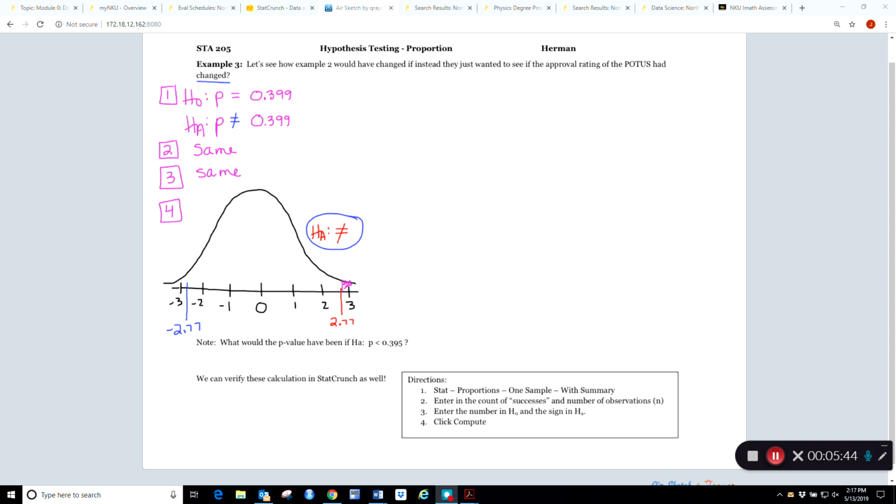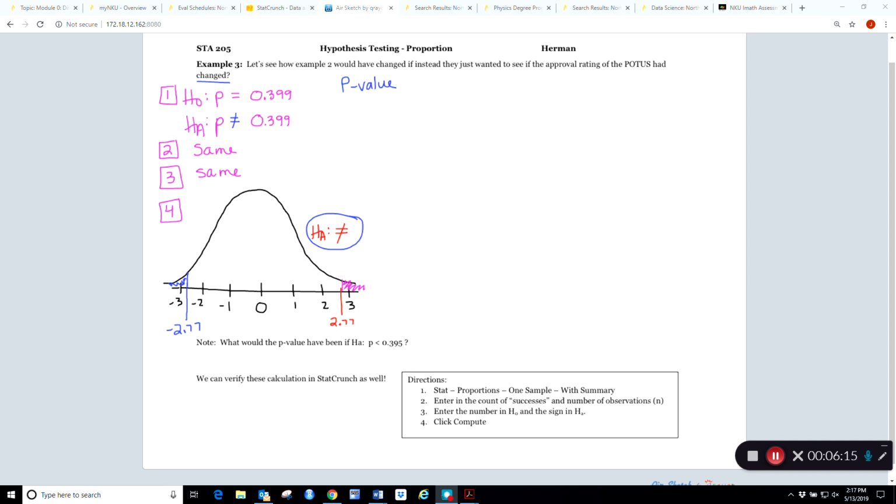So I'm still going to have this piece over here shaded, that little right tail, but now I'm also going to have this little left tail to worry about. So that changes my picture and thus changes my probability or p-value that we're going to do. So our actual p-value now means I need to actually find these two separate probabilities and then I'll add those together.